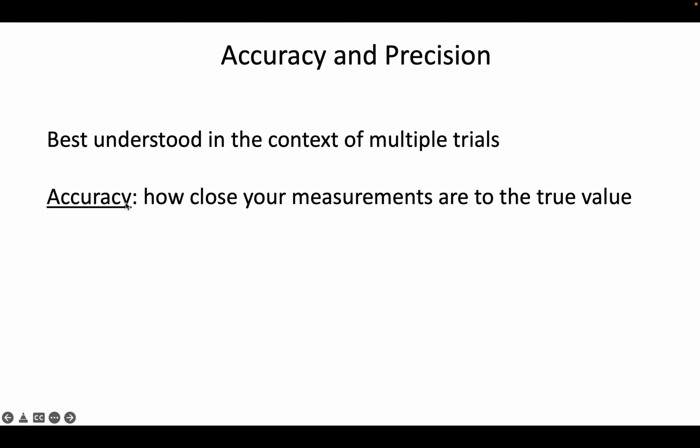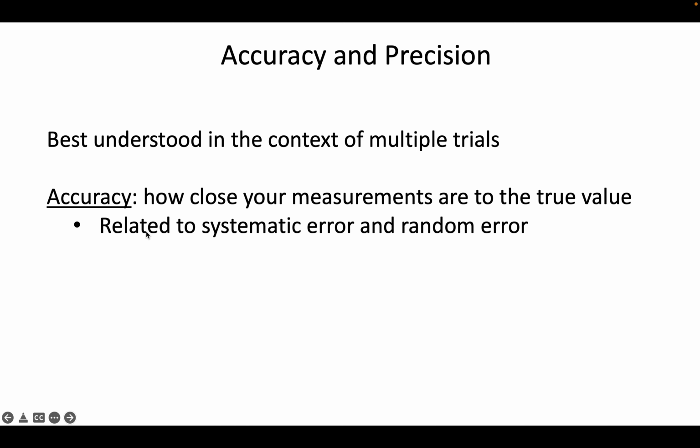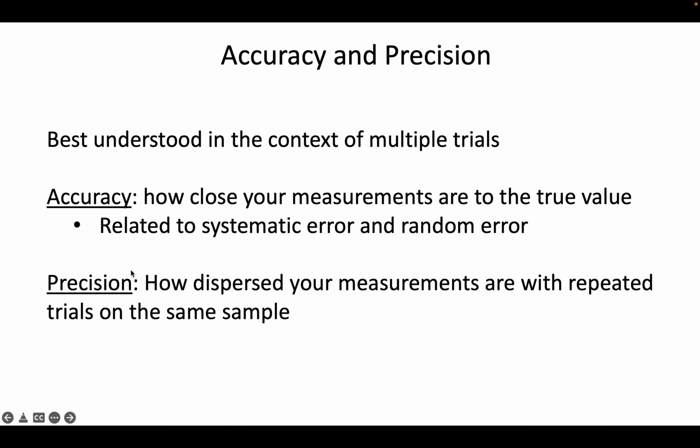Accuracy is how close your measurements are to the true value, and this is related to both systematic and random error. And precision is how dispersed your measurements are. Basically, when you take a bunch of measurements, are they in like a tight little circle, or are they very spread out? And this is mostly related to random error.